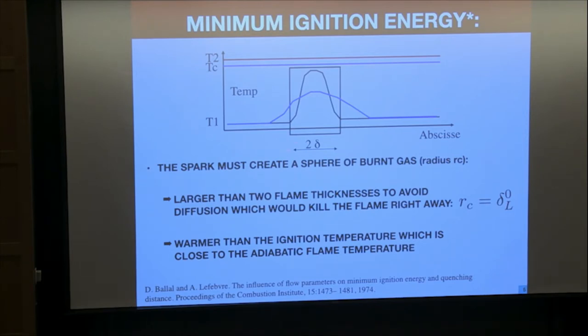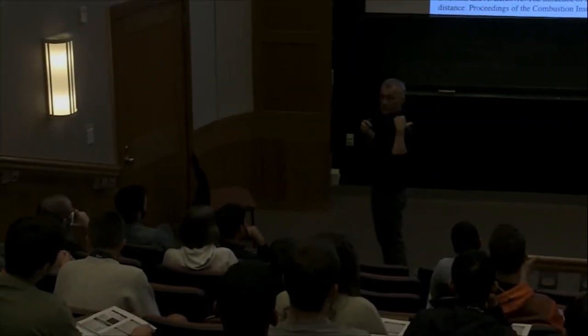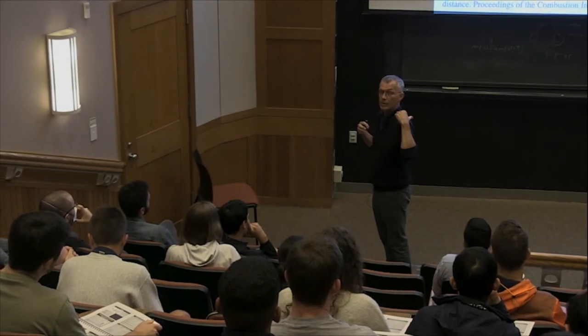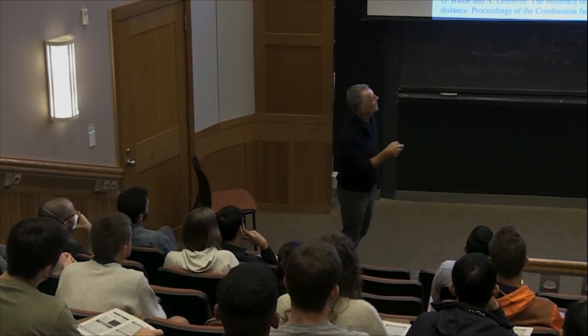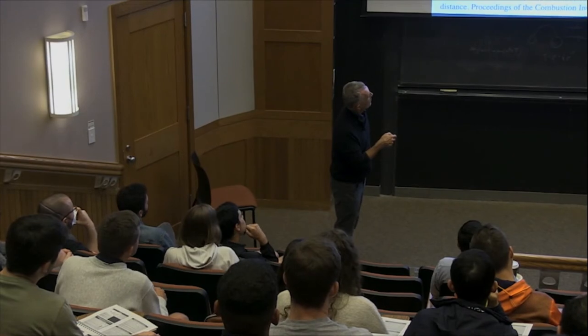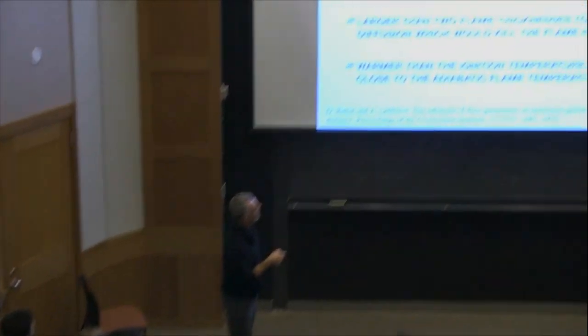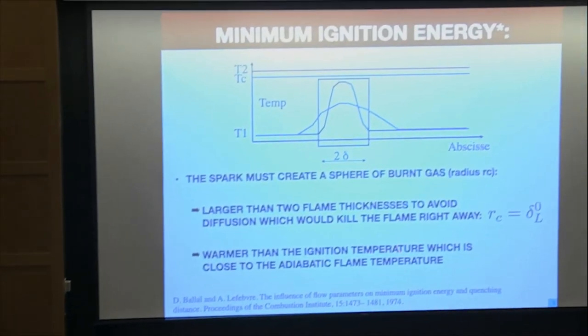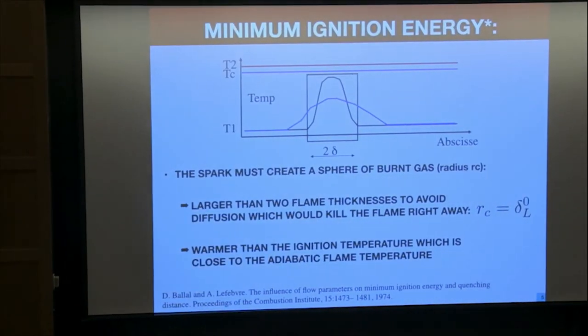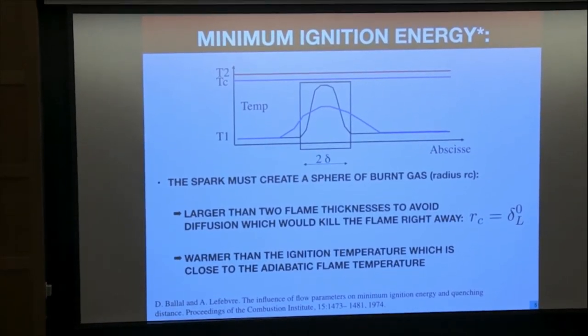The first things are quite simple. The first thing that you do, you say, if I want to begin a flame, if the flame thickness is delta, the minimum I can do is to have 2 delta in a sphere so that I have 2 flames back to back, so that when they start, they are not affected by the fact that the other one is not burning enough. So you should deposit at least a sphere which has a size of 2 delta, and it should at least be warmer than the ignition temperature. And usually we say that the ignition temperature is close to the adiabatic flame temperature.